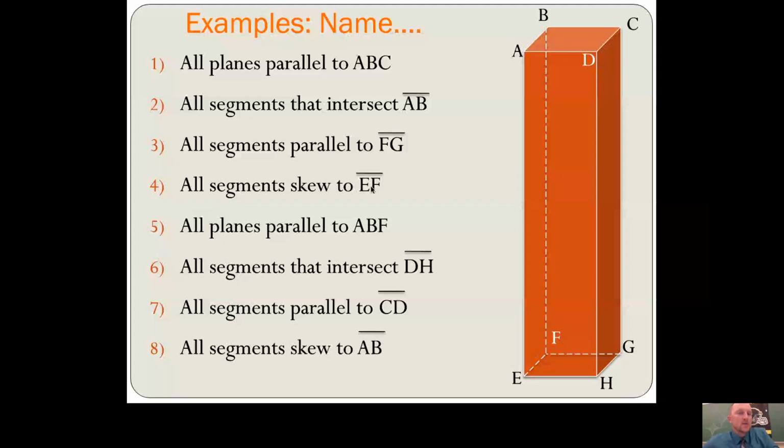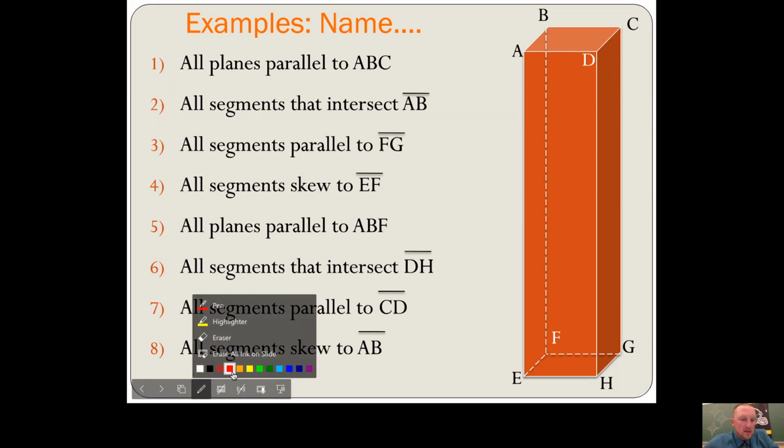This will be our second video for section 4.1. We're going to finish up these last four examples using this diagram. We're looking for all planes that are parallel to plane ABF. Plane ABF is the plane that lives on the left side of the figure. So if you're thinking about this as the room that you're in, that's the left plane.